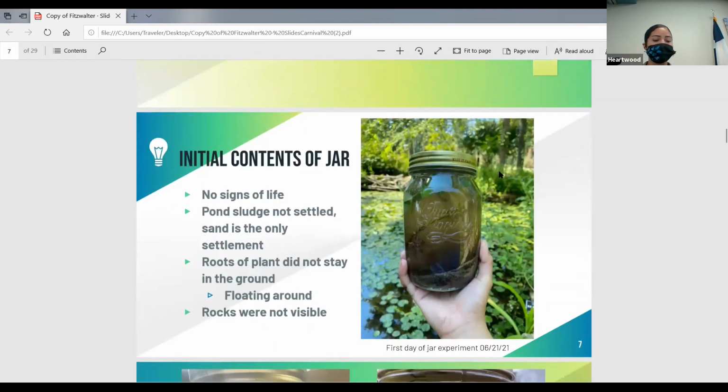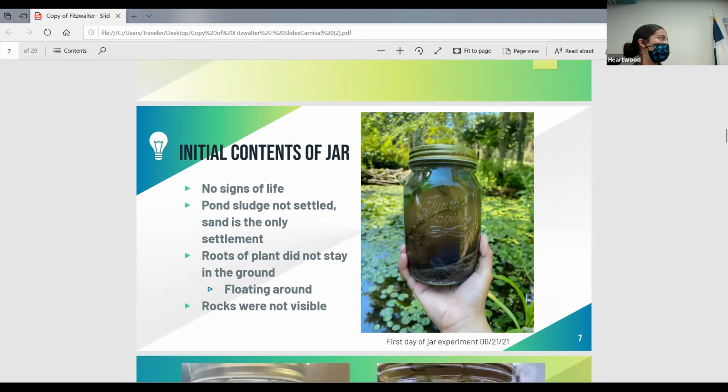So going into the initial contents of the jar, as you can see, there are no initial signs of life except for the plant that I have placed in there. It's mostly foggy because all the sediment was still floating around and you couldn't really see anything but the sand and the Bacopa caroliniana.